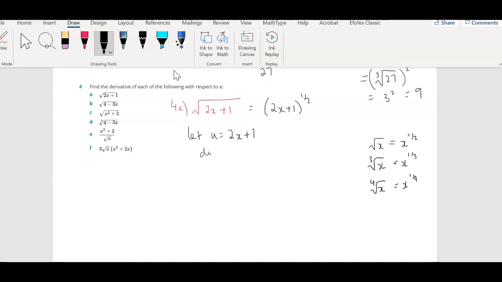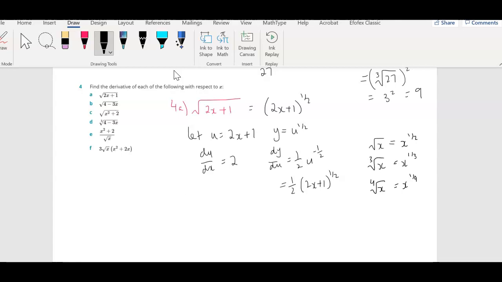And then du/dx is equal to 2. And if we go back, y is equal to u to the power of a half. So dy/du is equal to a half u, and then decrease that by 1, so it's going to be negative a half. And you can substitute the u back in here if you like, or do it at the end. So (2x + 1) to the power of negative a half.